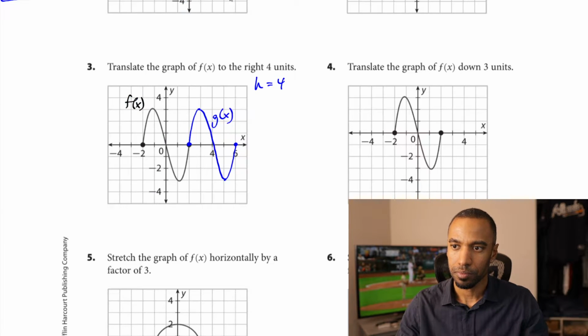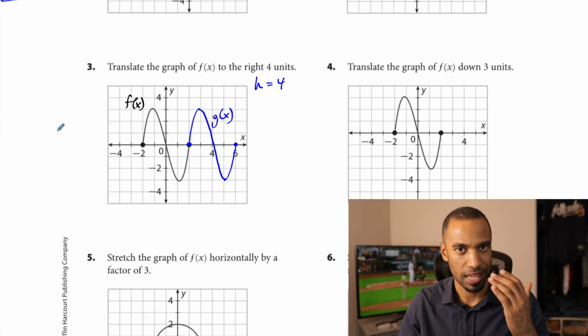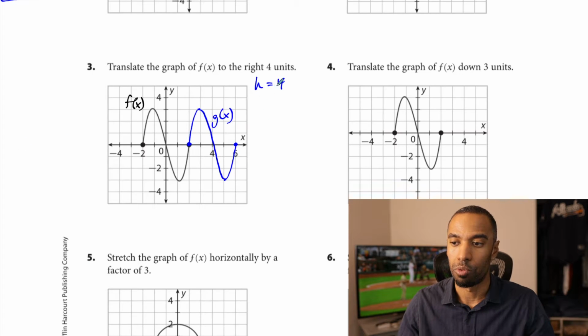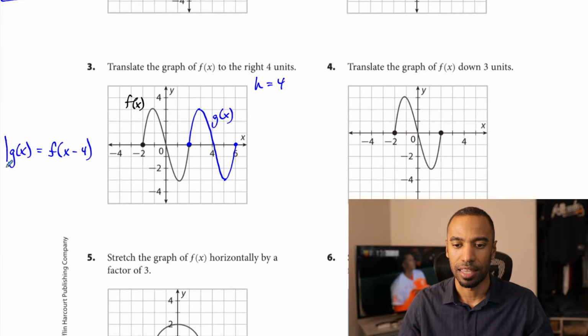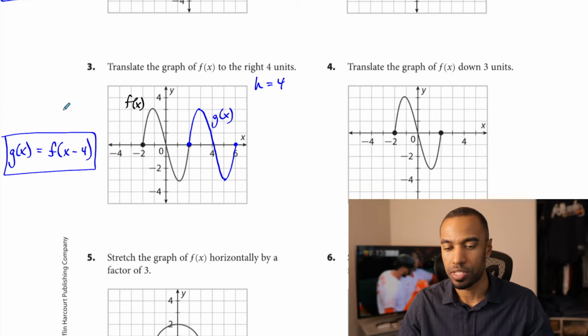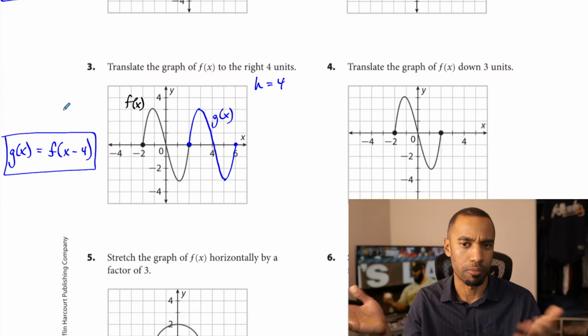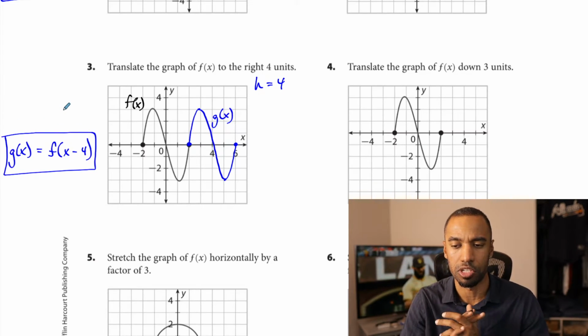Now the equation, if you remember the form, it's the x minus h. So minus h is now minus 4. That's g of x equals f of the quantity x minus 4, like that. And that's the only thing that changes. Once again, there was no stretch or compression yet. The first 4 problems look like they're all translations, and then we go into some other ones.